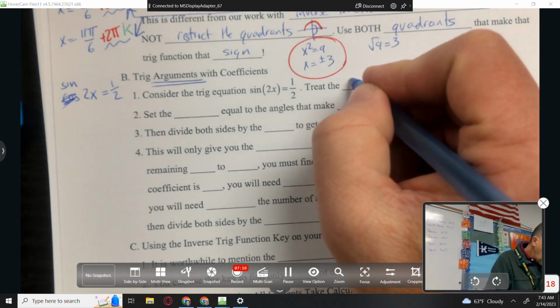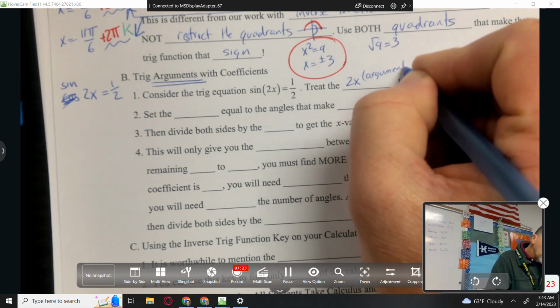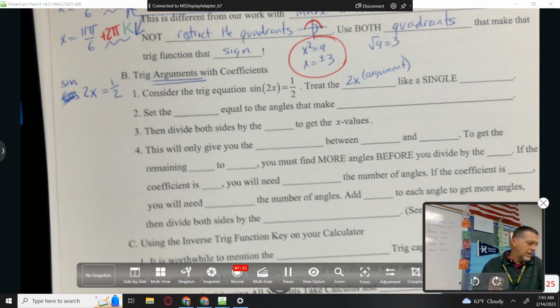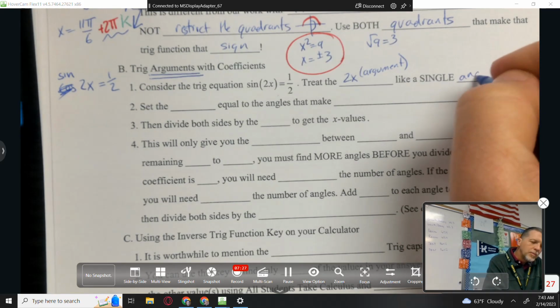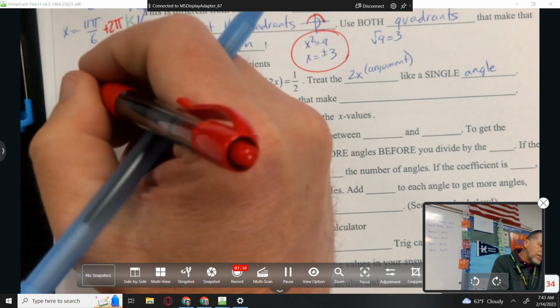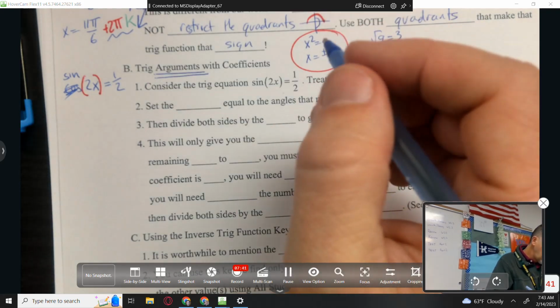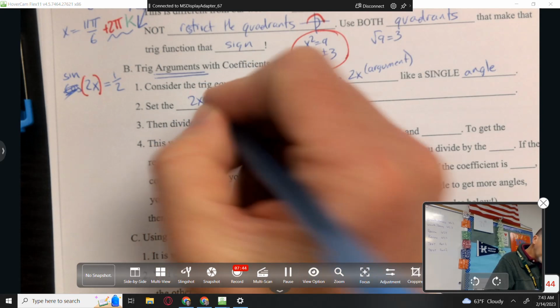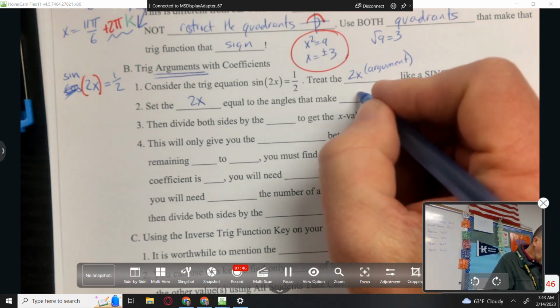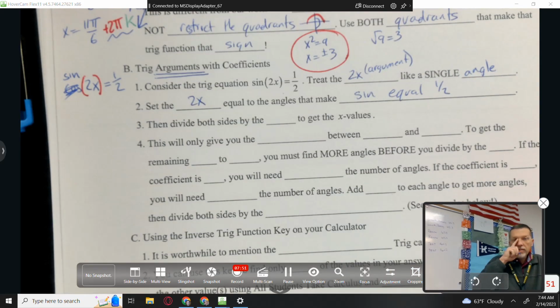Treat the 2x, which is the argument, like a single angle. So you're thinking, well, what does the sine of what, ignoring the fact that it's 2x, the sine of what equals 1/2? Set the 2x equal to the angles that make sine equal 1/2.